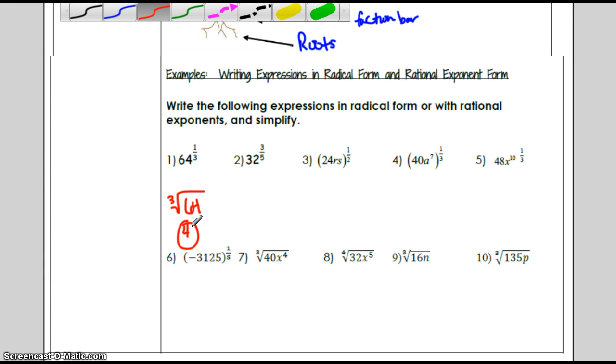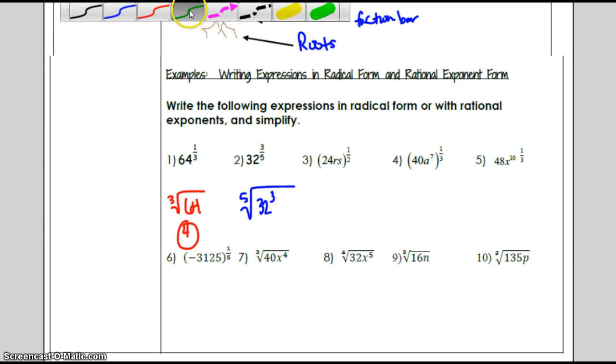On the next one, we have 32. What's our root? Our root is 5, so it's the 5th root of 32. You can either take the power and put it inside here, or you can put the whole thing in parentheses and take it to the 3rd. Either one is going to be correct. Then you could go ahead and simplify.